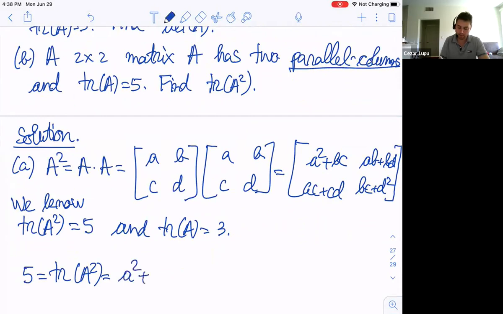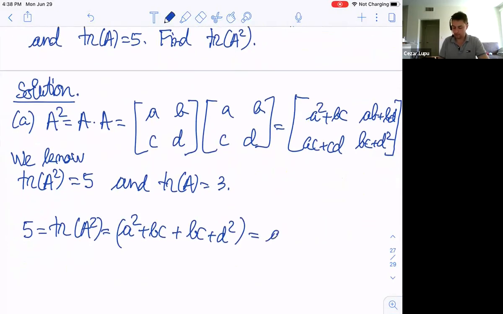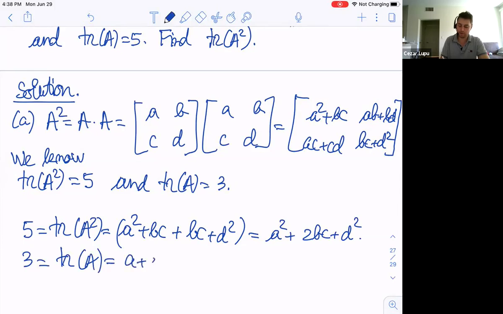This will be A squared plus BC plus BC plus D squared, which is nothing else than, let's write this. So A squared plus 2BC plus D squared. And this is 5. And also we know that the trace of A, which is 3, is A plus D. So we have this. And we need to find the determinant.